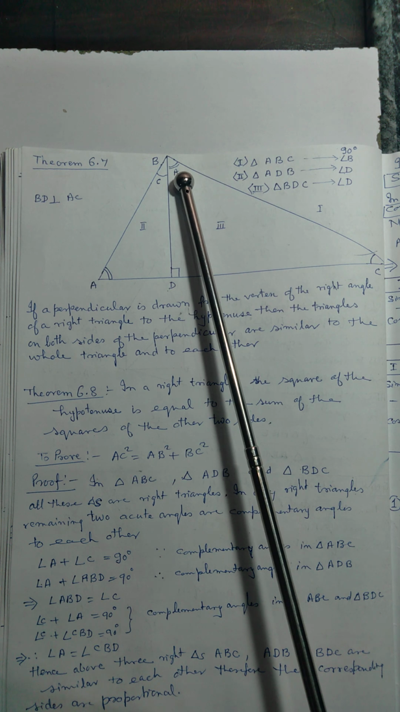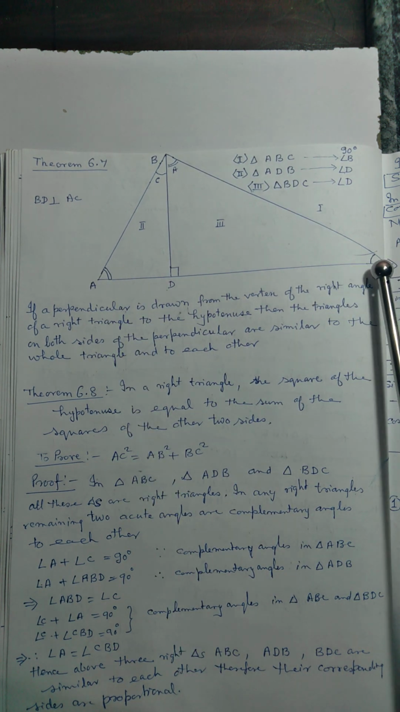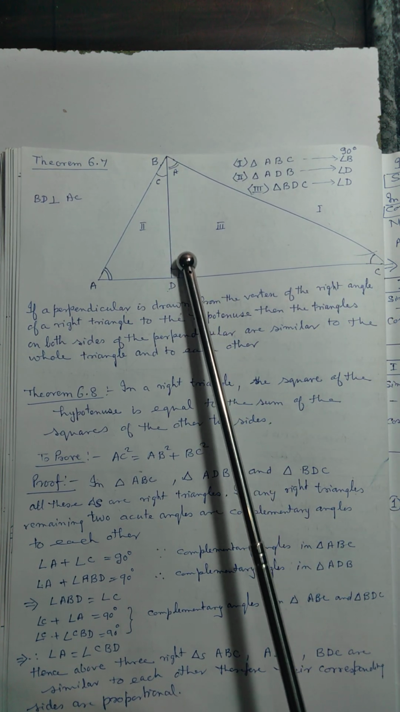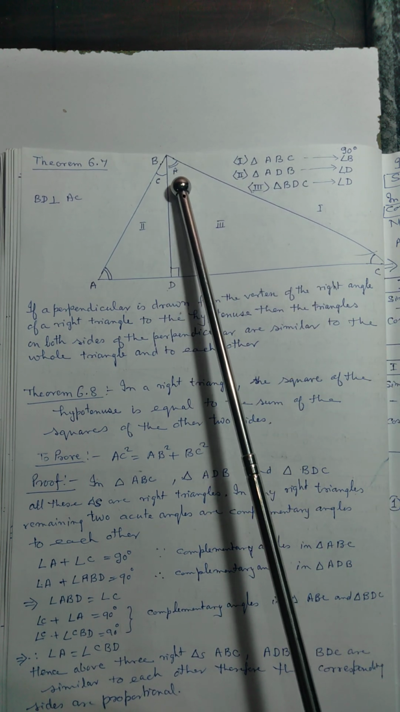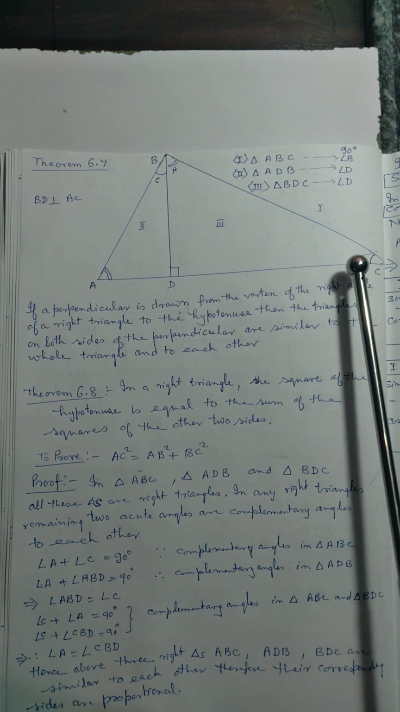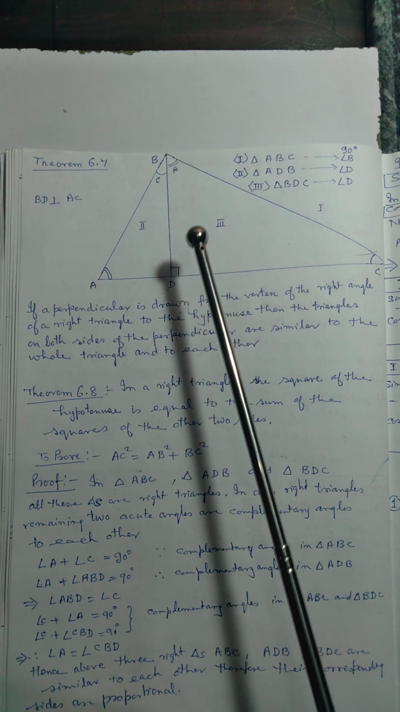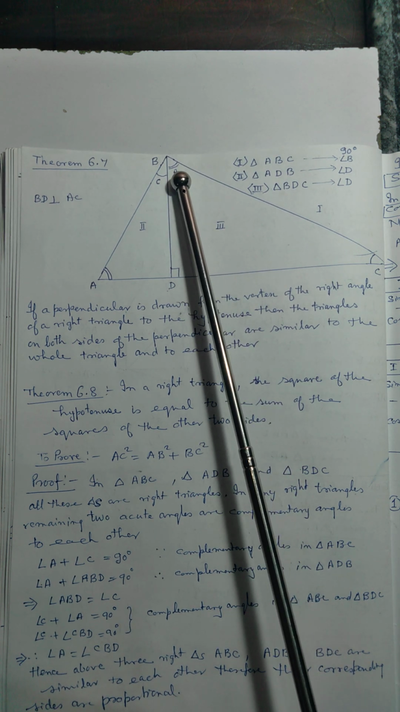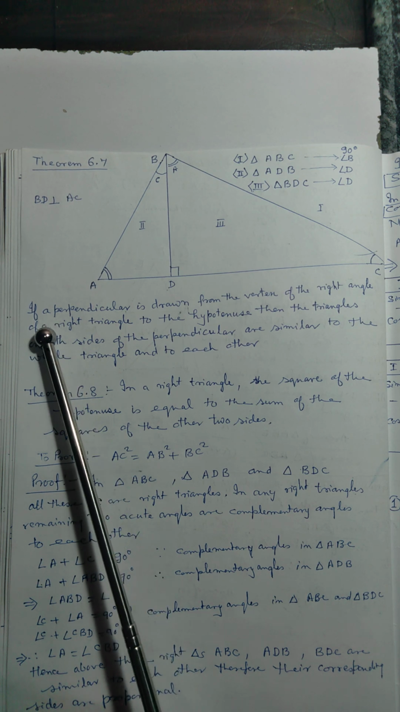Similarly in this case also, for C the complementary angle is A, and in this right angle triangle BDC, again this angle and this angle are complementary angles. So the angle C has got two complementary angles, that is A as well as this angle DBC. So that is why I have written here A. So let us proceed further.